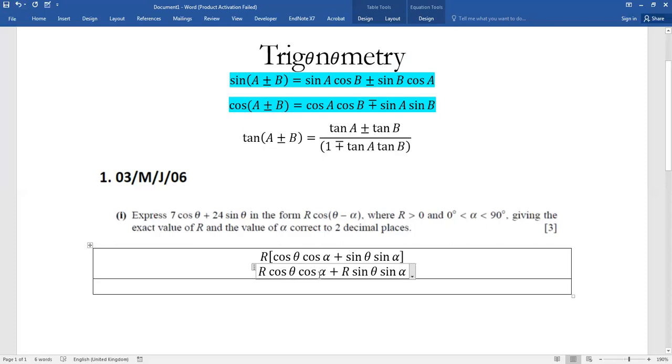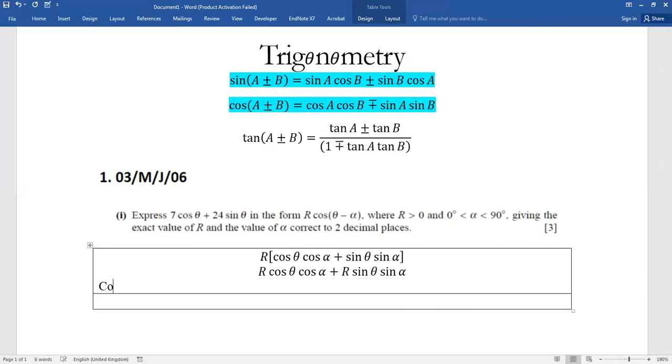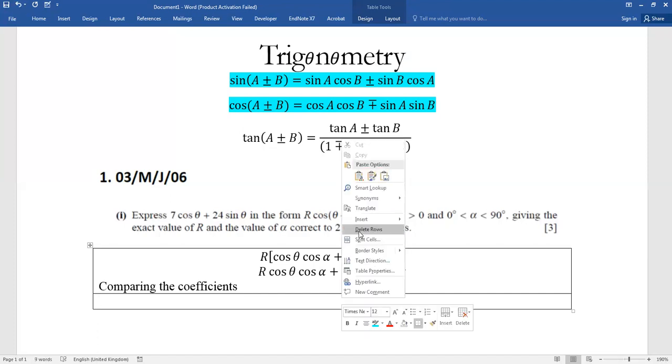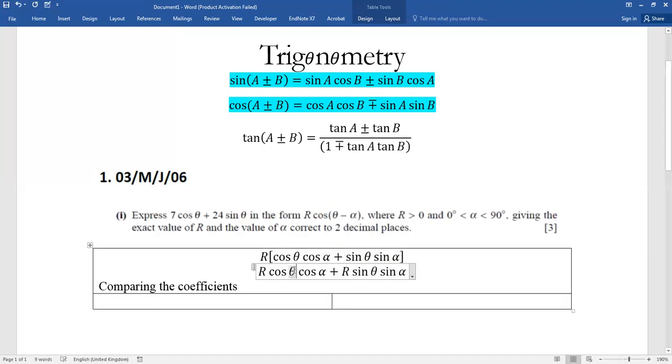Now, let's just compare the coefficients. What is the coefficient of cos theta that I am getting in this form? It is r cos alpha, and that should be equal to the expression that is provided in the question. The coefficient of cos theta is 7. Similarly, the coefficient of sin theta is r sin alpha, and that must be equal to 24. Is this clear till this point?